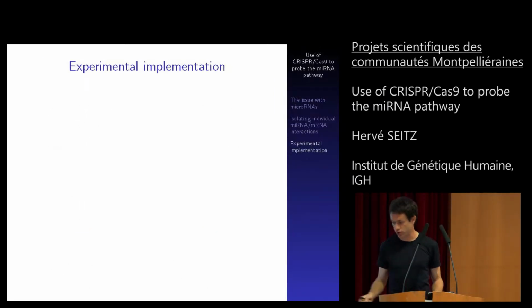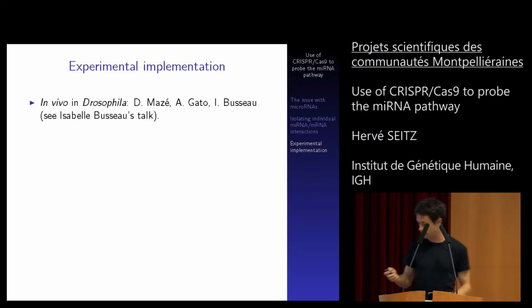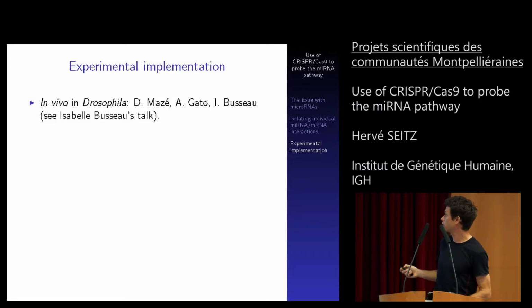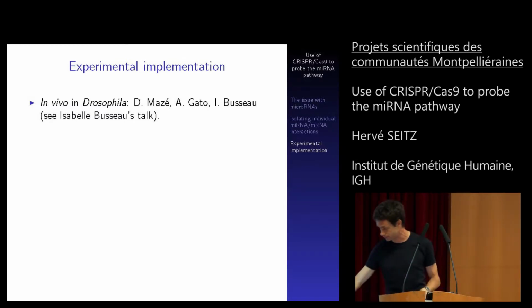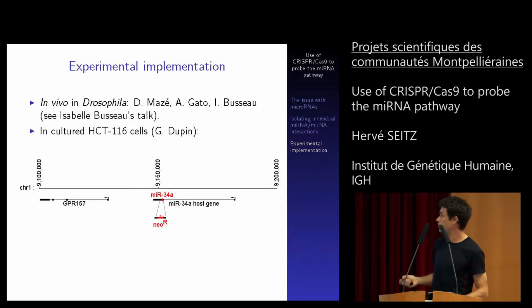And so that is a strategy which is currently being developed in my lab by Isabelle Busseau. So Isabelle Busseau will give a talk later today. She's been doing that with Delphine Mazet and Alexandre Gatto, who is now in the audience. And so I won't talk so much about that because Isabelle will give you some more details later. Also in the lab, we are using that on human cells, and this is done by Gaël Dupin, who is also in the audience today.